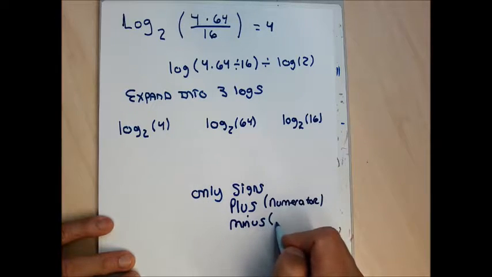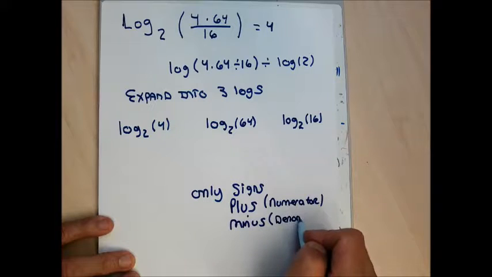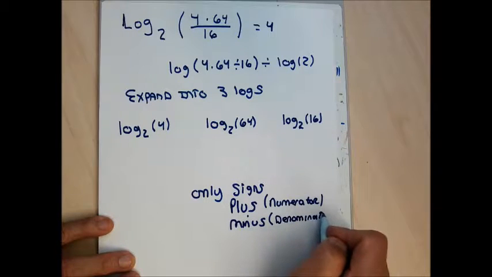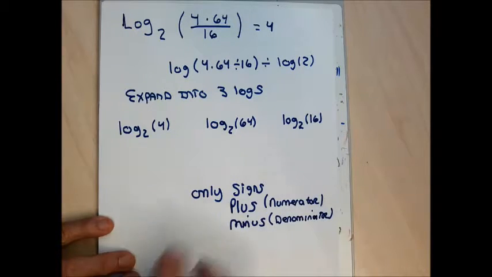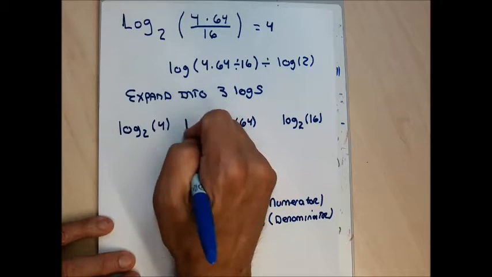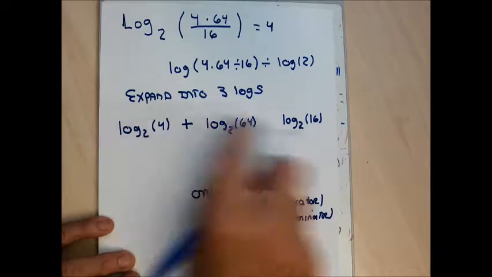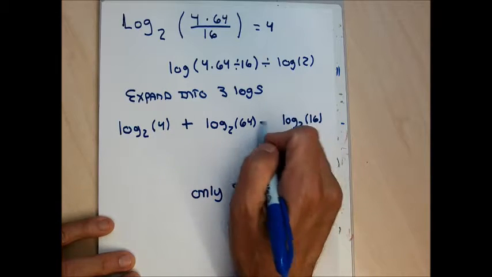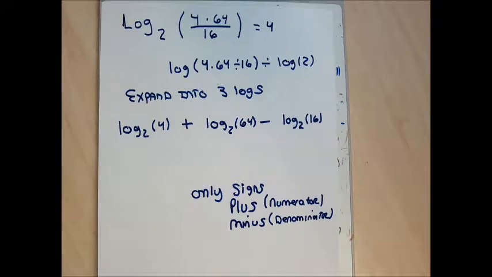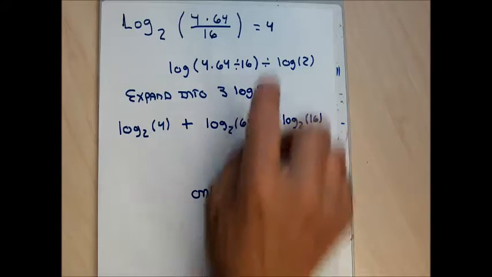I get a minus sign in front of the log if the number's in the denominator. So when I go to expand this, because the 64 is in the numerator, it's going to get a plus sign. When I go to expand this, the 16 is going to get a minus sign because it's in the denominator. When I do this on my calculator, this should come out to be 4.